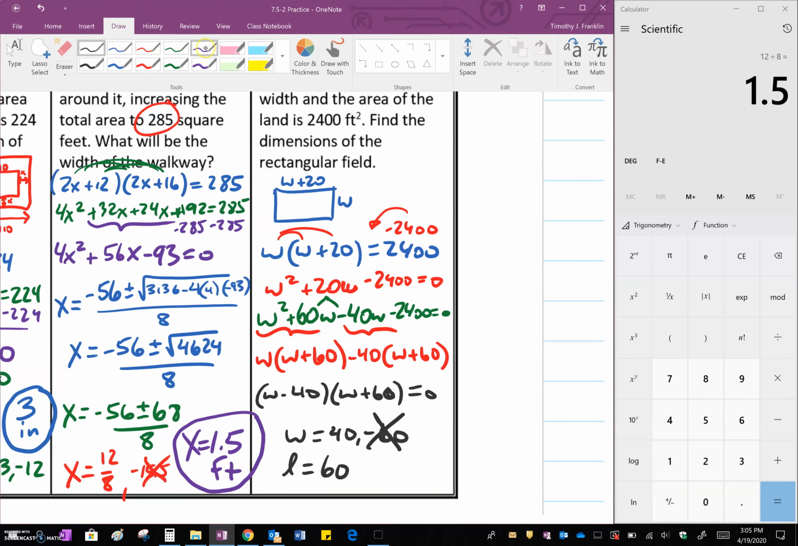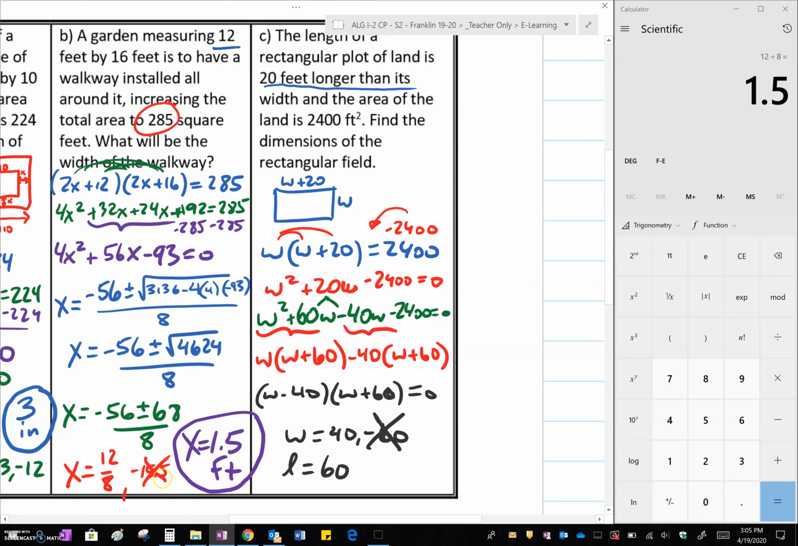So that one worked out sort of with the negative 60, but as we saw in the previous problem, it won't always work out that way. So there's your solution there. The dimensions of the field are 40 by 60.